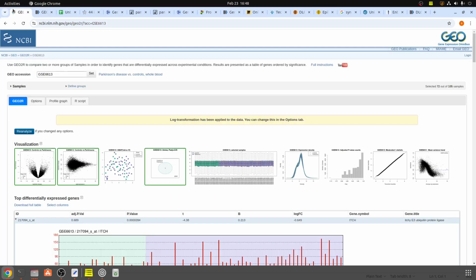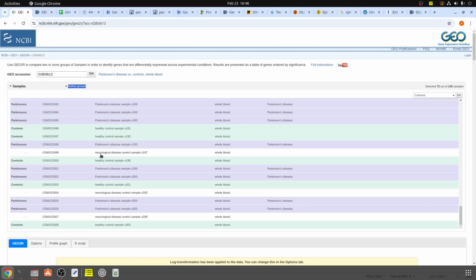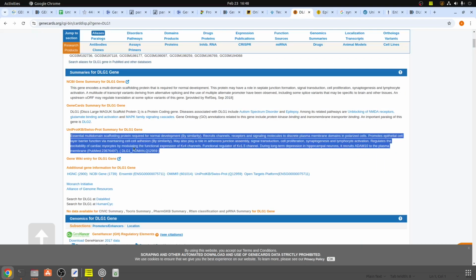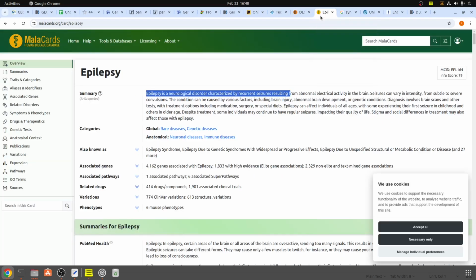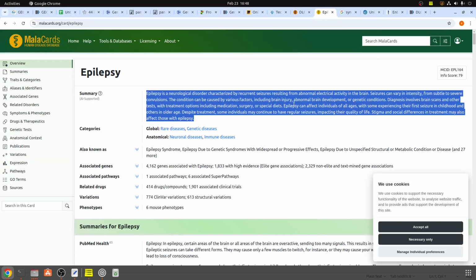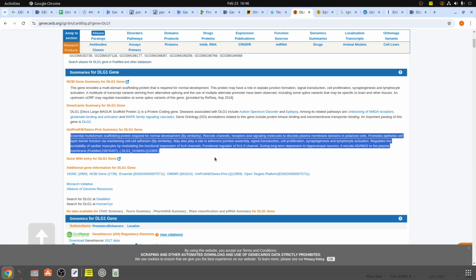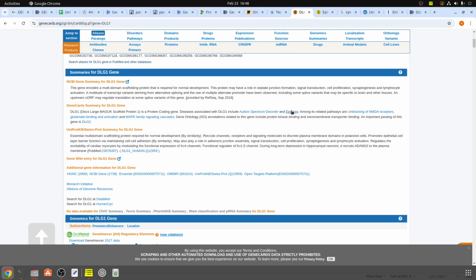So in the beginning, what we are doing is looking for the samples. When we are looking for the samples, there are neurological disease control samples. So if, instead of control, we use our Parkinson's disease samples and compare with the neurological disease control, then definitely this particular DLG1 has a higher expression value compared to the normal control, because it is also a neurological disorder and it is directly reported with epilepsy.